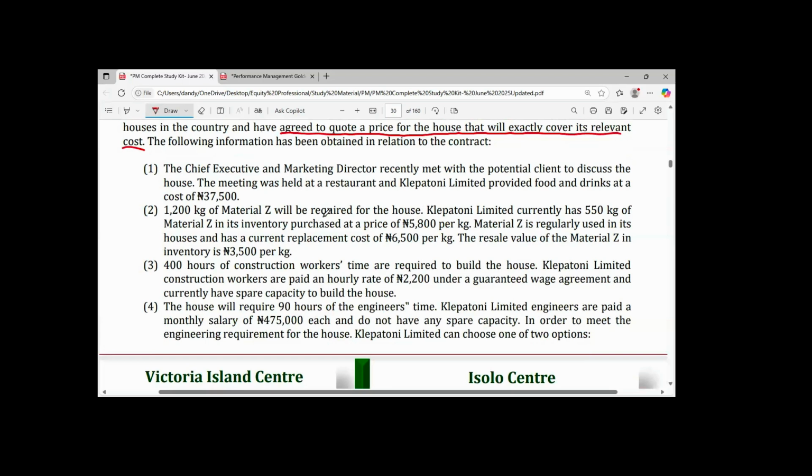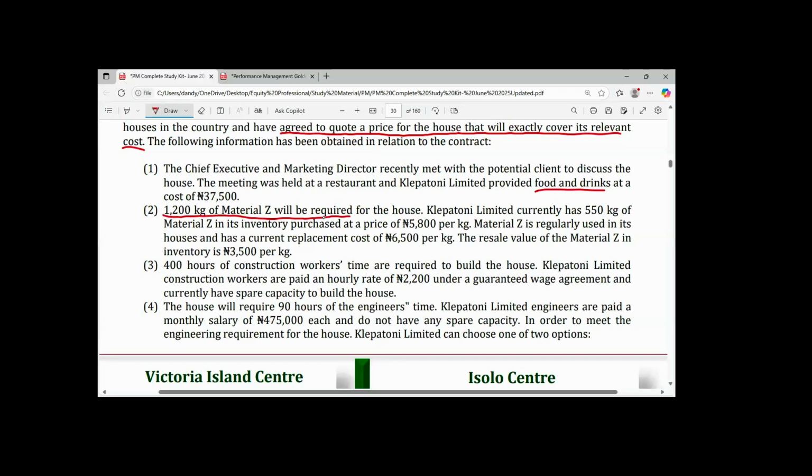2. 1,200 kg of material Z will be required for the house. Clepatoni Limited currently has 550 kg of material Z in its inventory, purchased at a price of 5,800 naira per kg. Material Z is regularly used in its houses and has a current replacement cost of 6,500 per kg. The resale value of the material Z in inventory is 3,500 per kg.